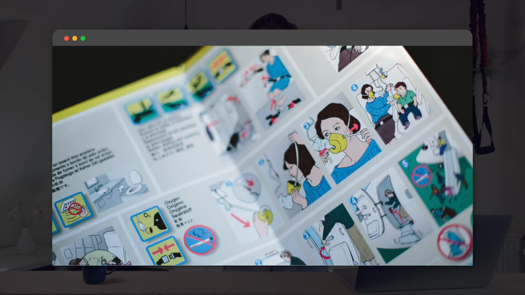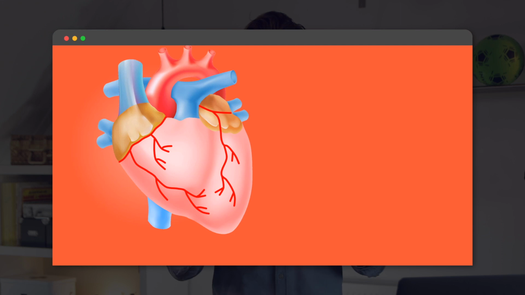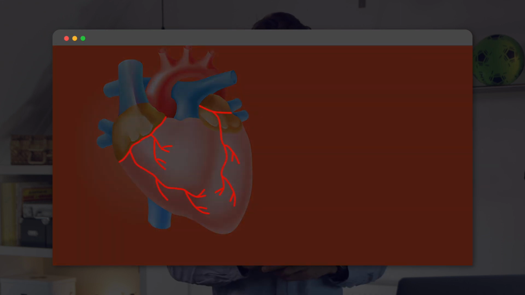Do you remember these safety instructions in an airplane? Please put on your own oxygen mask first before helping others. That is great advice, and the same applies to the heart. Before it can serve the rest of the body, it first needs to put on its own oxygen mask. And even though the heart is constantly filled with fresh blood, it cannot extract oxygen from the inside. It needs to get blood through the outside, through the coronary arteries.